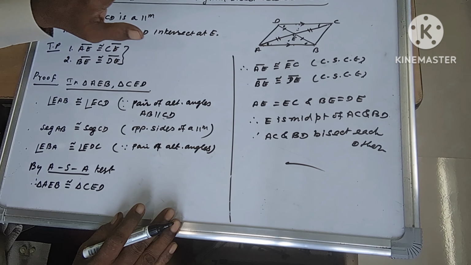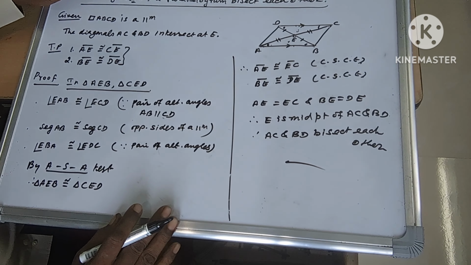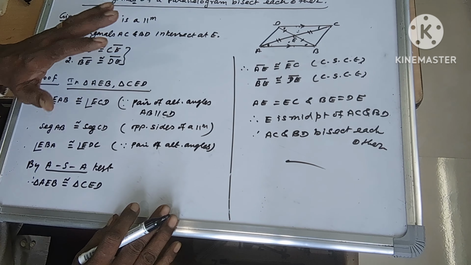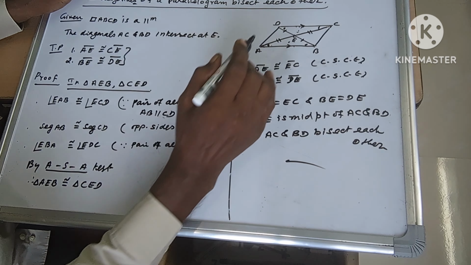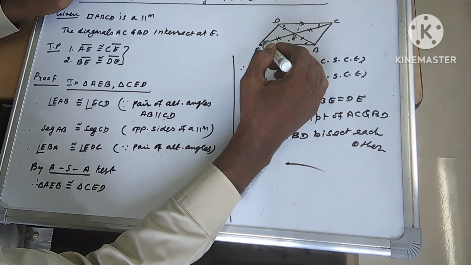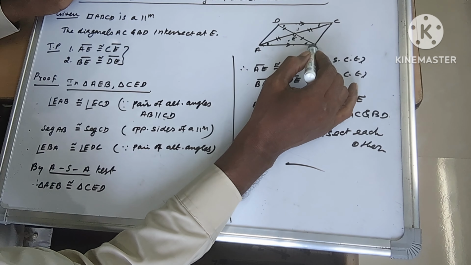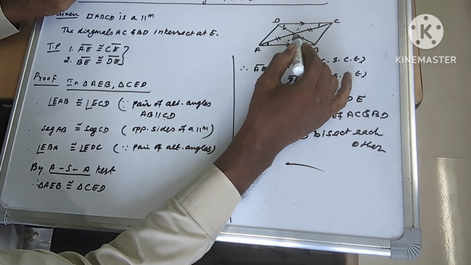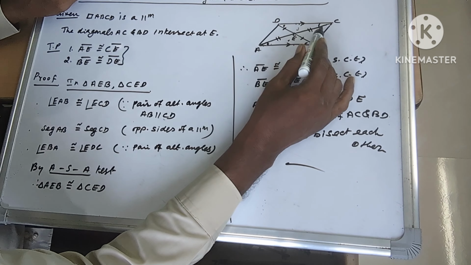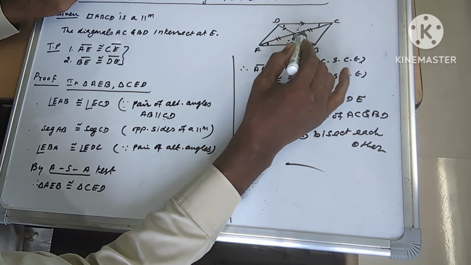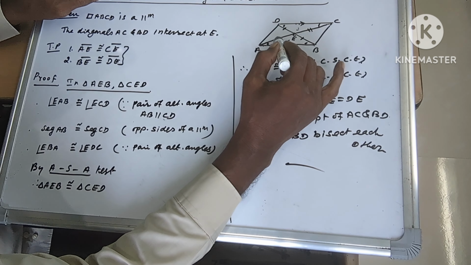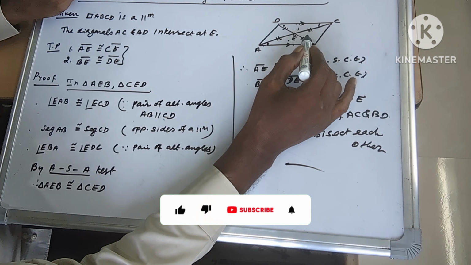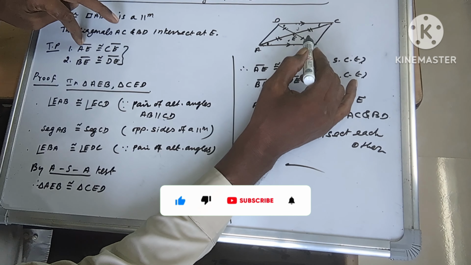Just imagine the quadrilateral. So from this figure only you can write all the things. First you understand the figure. The figure is a parallelogram. You draw two diagonals. Diagonals intersect, meaning AC and BD cut each other. We want to say this E is the midpoint. That means here these two segments are congruent, and here these two segments are congruent. So that is the proof.